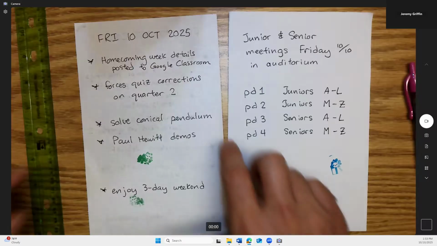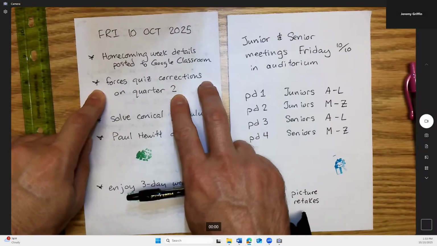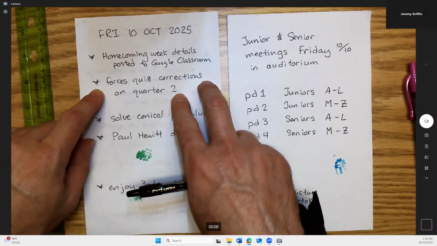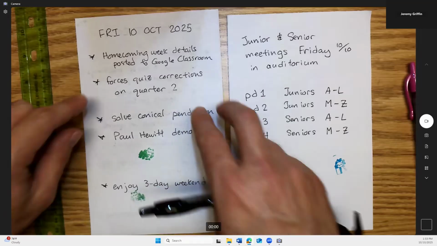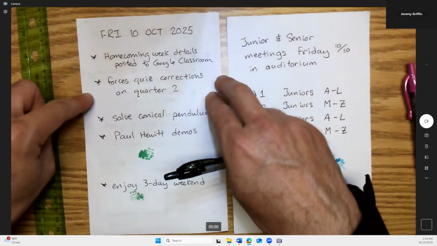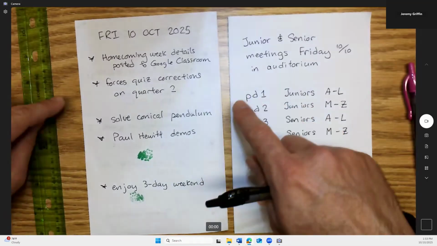All right, your forces quizzes, I did put back in your folders, so you can pick those up, or maybe you got them already. If you do corrections, the corrections are just going to go on quarter two, since it's so late in quarter one. So I'll put the correction points on quarter two. Look, I got a little bonus there.